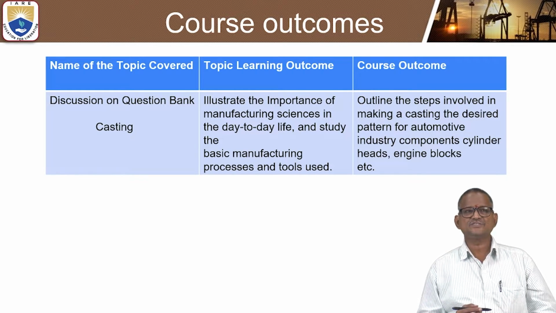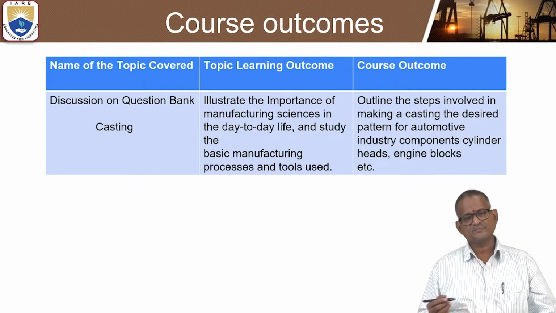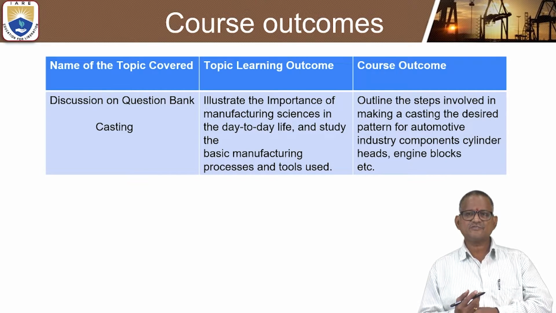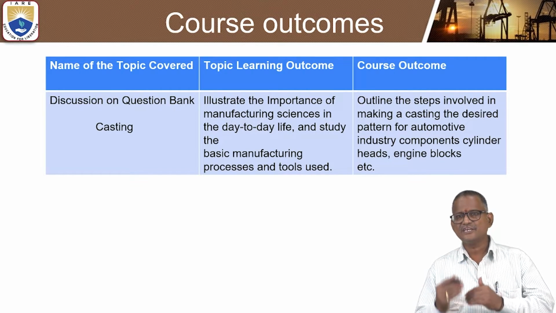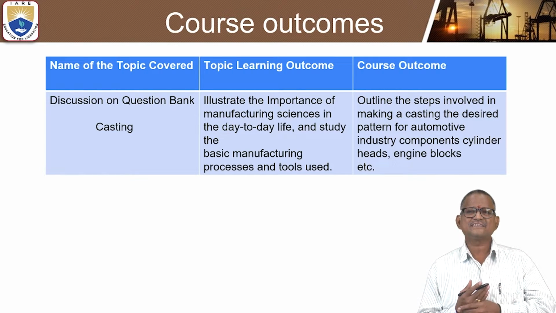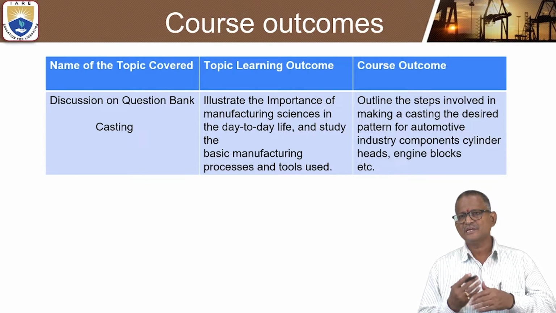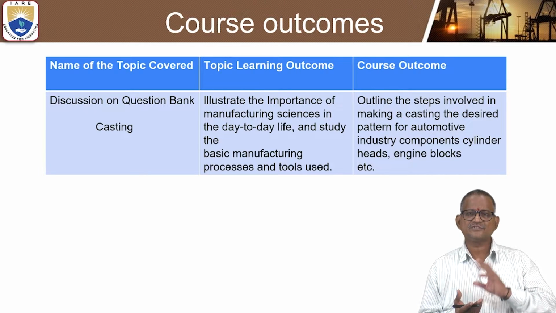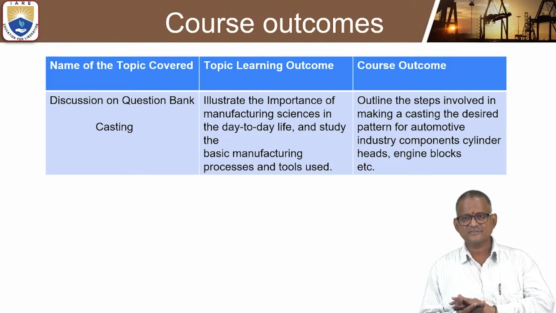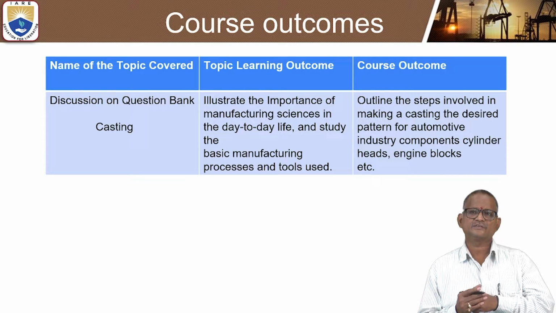In the first unit, metal casting process, of the course manufacturing process, how they can ask the main learning outcome of this casting is that you can illustrate the importance of manufacturing sciences in day-to-day life. So every day, what manufacturing processes are available in your surrounding areas, and you are supposed to study the basic manufacturing processes and the tools being used.